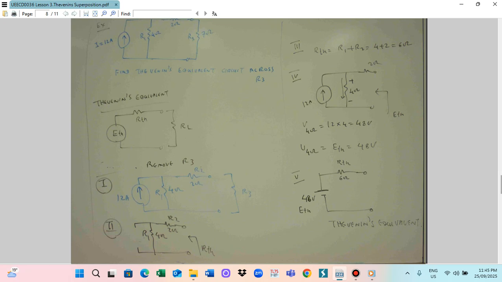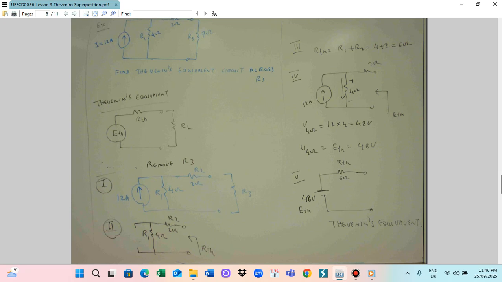And then we also need to find the E_th. E_th means the current flows in, so that you can find E_th. So how to find E_th? When you make it open, the current will flow in like this. This is the current source of 12 ampere, this is 4 ohm, this is 2 ohm. The voltage across this is the E_th. We look at how the current will be flowing.